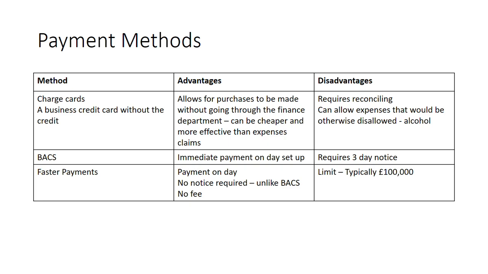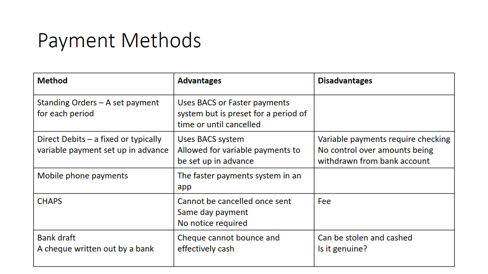Faster payments is like BACS. It actually uses the same system, but it's the same day without the 3 days notice, and it doesn't have any fee, and neither does BACS. BACS doesn't have any transaction fee either. But faster payments does have a limit. Sorry, £100,000 is the typical limit on faster payments. That you can't make a huge payment via faster payments on the day. You have to use a different system, and a different system would be CHAPS later on.